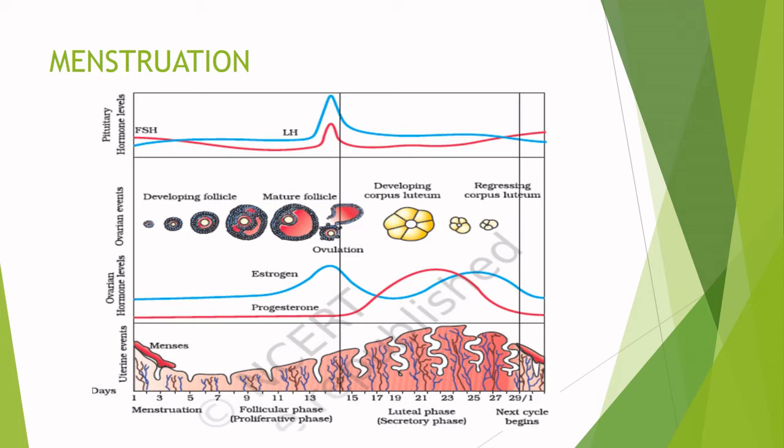Secretory phase. After ovulation, corpus luteum is formed. The subsequent 14 days in which corpus luteum is active is referred to as secretory phase or luteal phase or progestational phase. Progesterone secreted by corpus luteum is active during the secretory phase. The uterine endometrium and glands grow further during this phase.